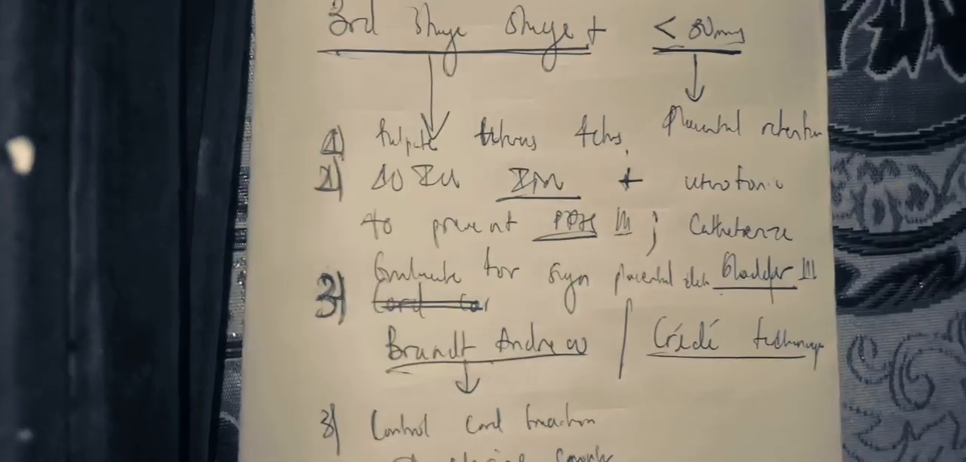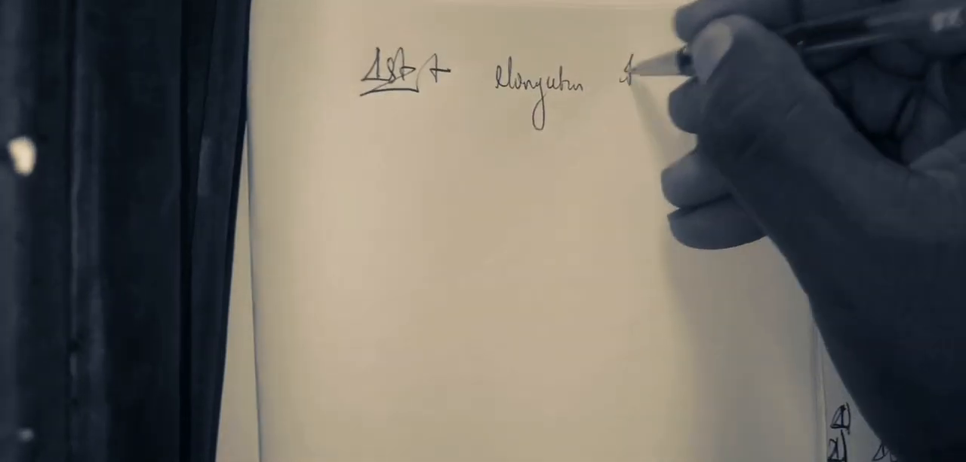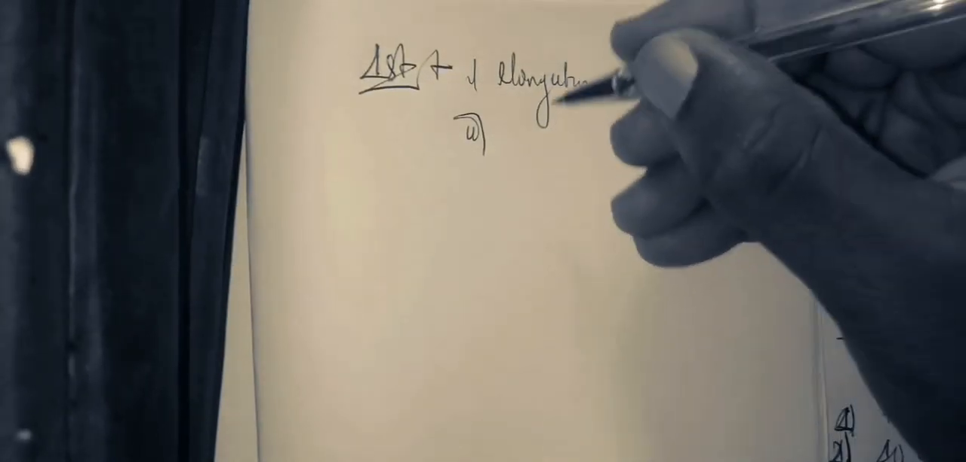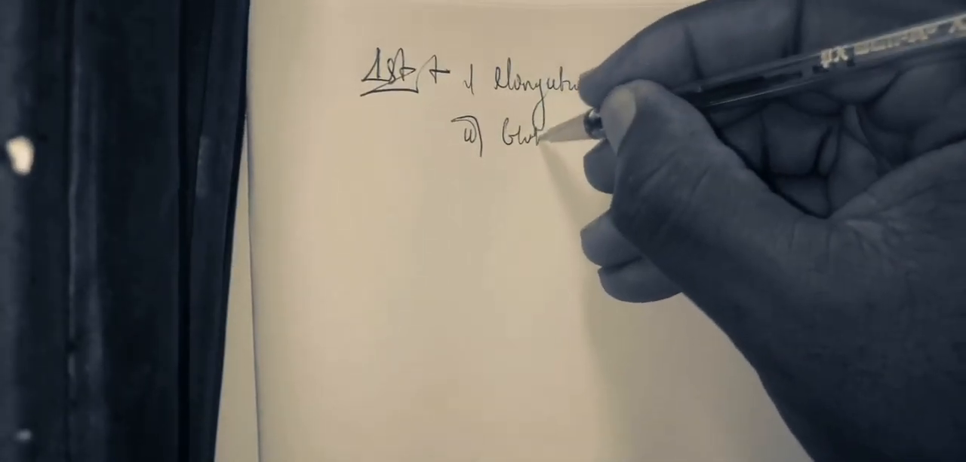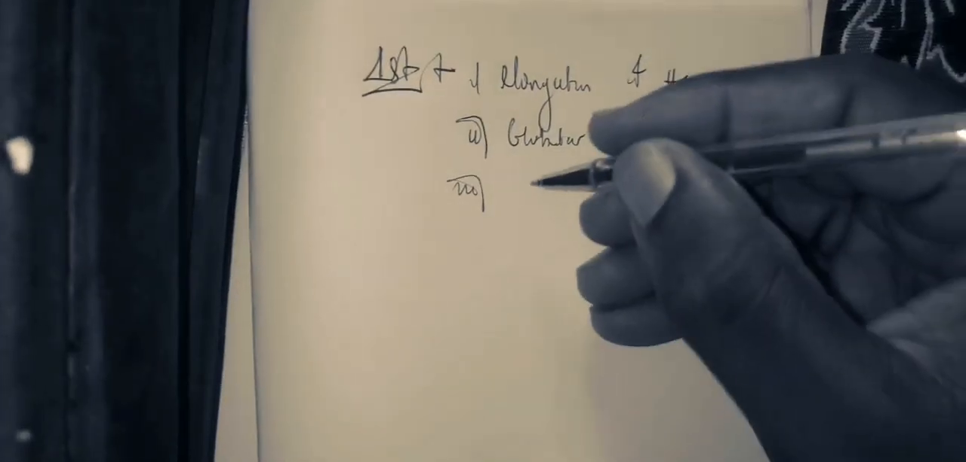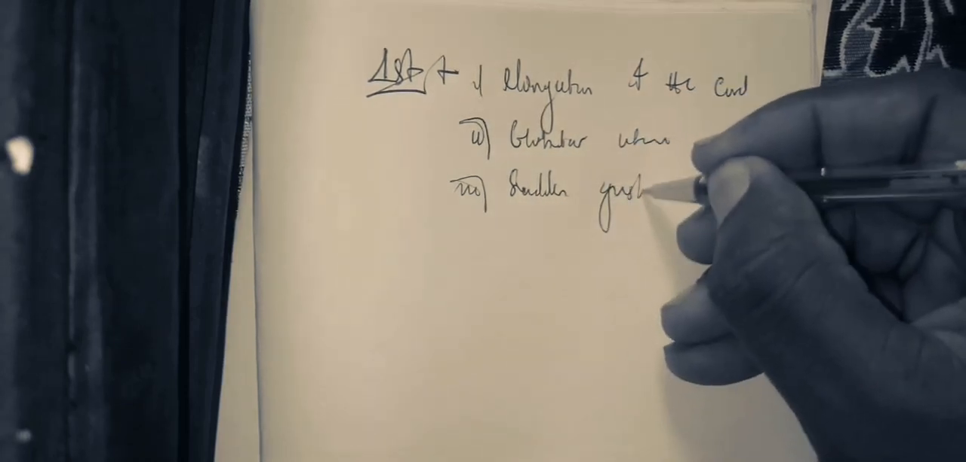And what are the signs of placental detachment? The first sign of placental detachment is when you have elongation of the cord. Is it clear? The second sign of placental detachment is when you have a globular uterus, and the third sign is when you have a sudden gush of blood.